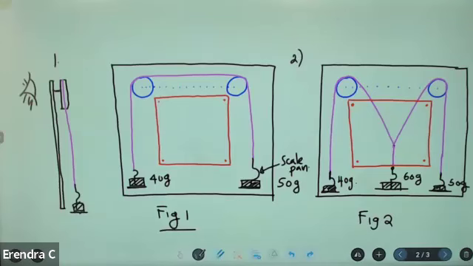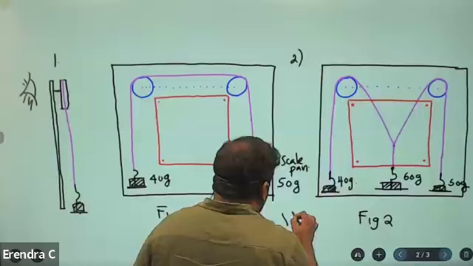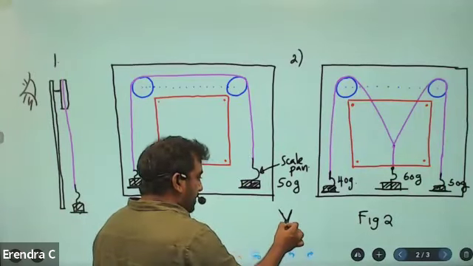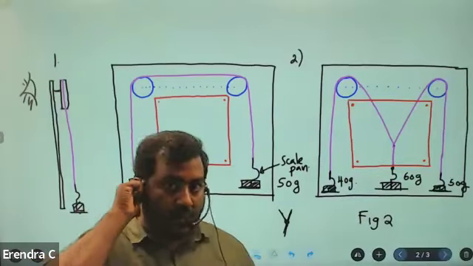And we keep looking at the Y junction. Don't write Y junction, write WHY junction.